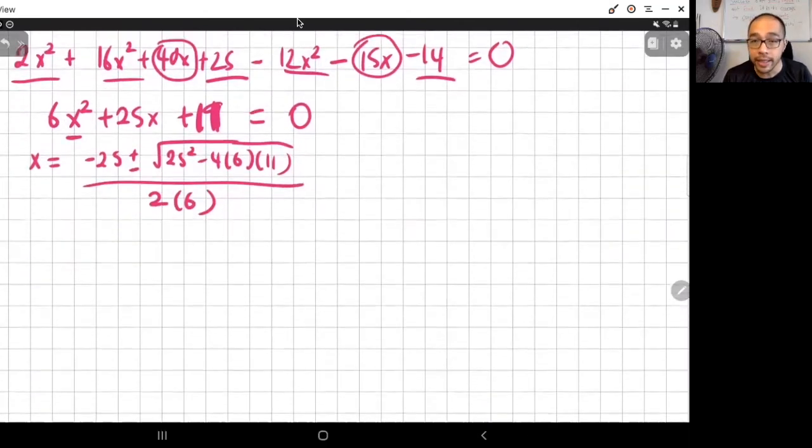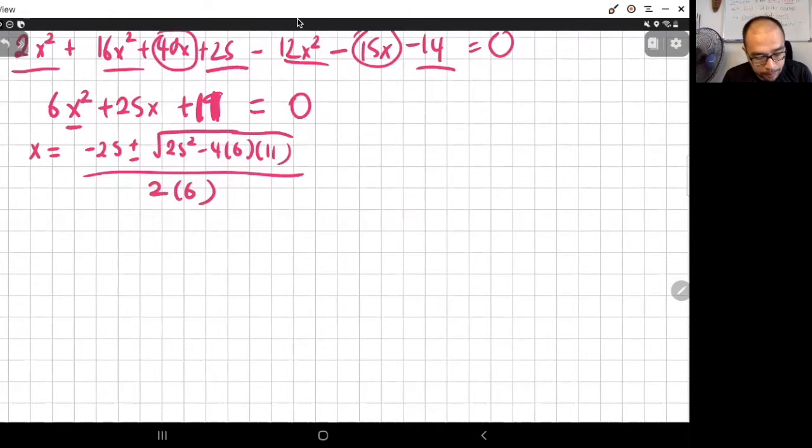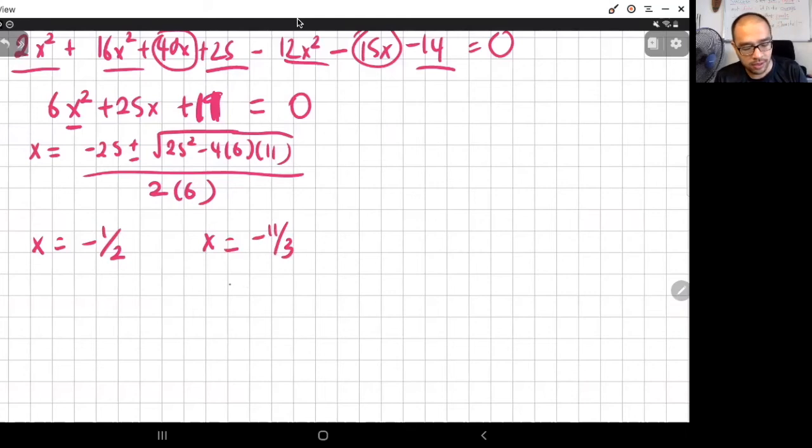At this stage, then you can use EQN on the calculator, so you get x equals this and x equals this. Can somebody EQN this for me, please? Negative 1 over 2. And? Negative 11 over 3. Can I have it in 4 decimal places? Negative 3.66666.